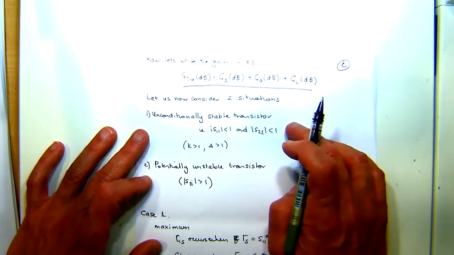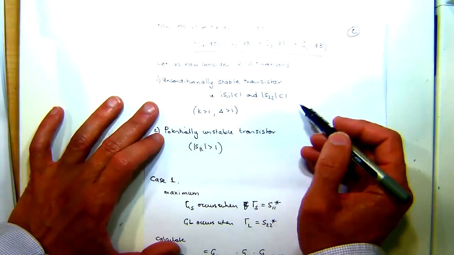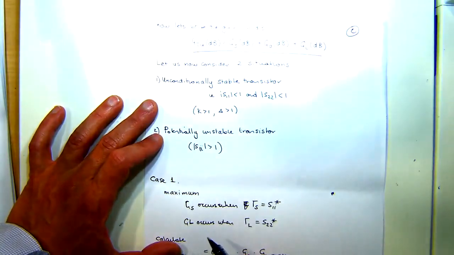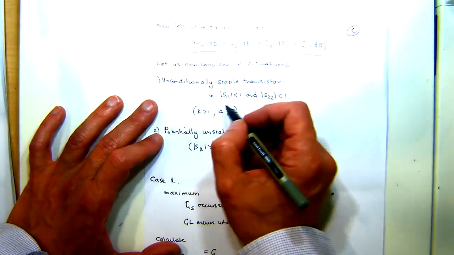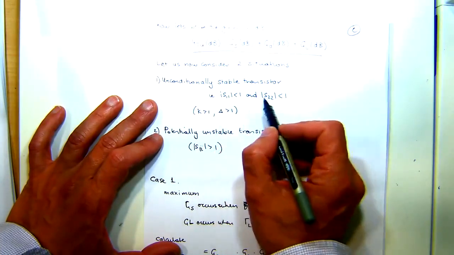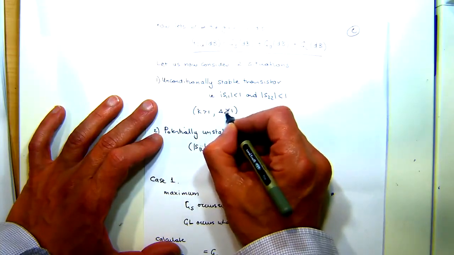Now let's consider 2 situations. The first one is when the transistor is unconditionally stable. In those circumstances we've got S11 less than 1, S22 less than 1, K greater than 1, delta less than 1.